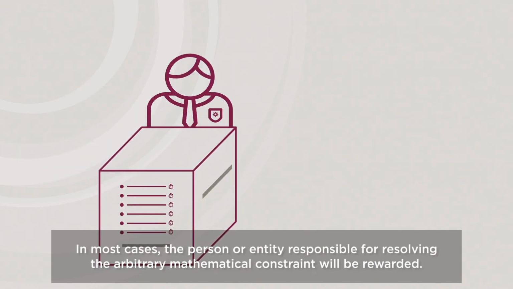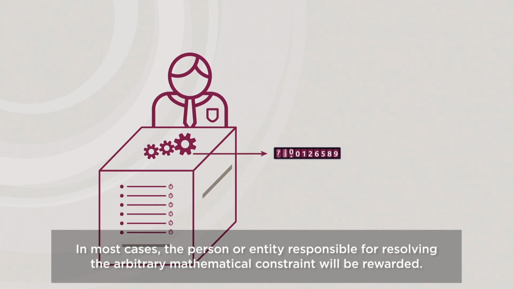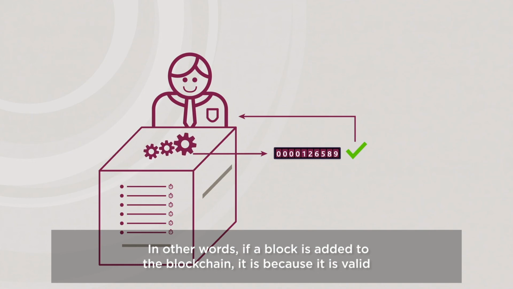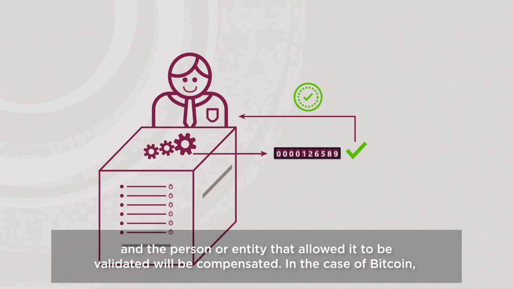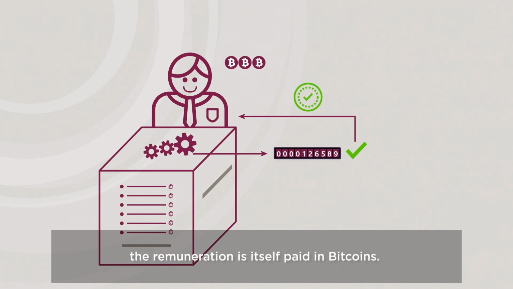In most cases, the person or entity responsible for resolving the arbitrary mathematical constraint will be rewarded. In other words, if a block is added to the blockchain, it is because it is valid, and the person or entity that allowed it to be validated should be compensated. In the case of Bitcoin, the remuneration is itself paid in Bitcoin.